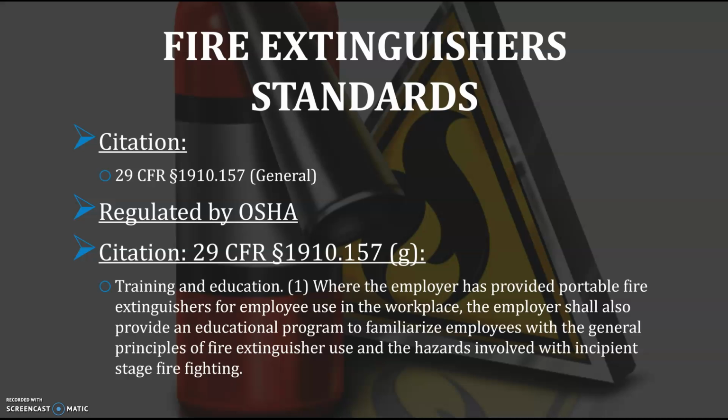Fire extinguisher standards can be found in the Code of Federal Regulations. The general standard citation can be found under Title 29 CFR 1910.157.